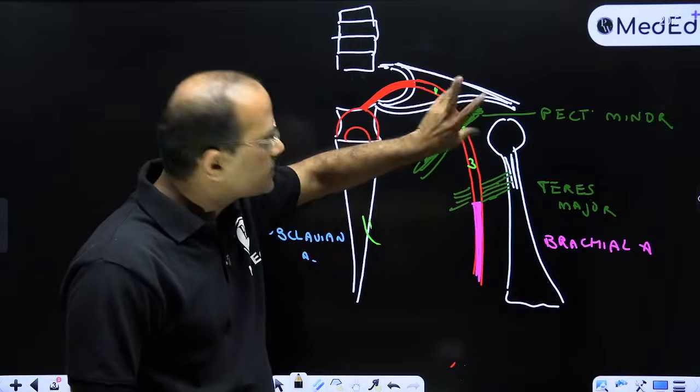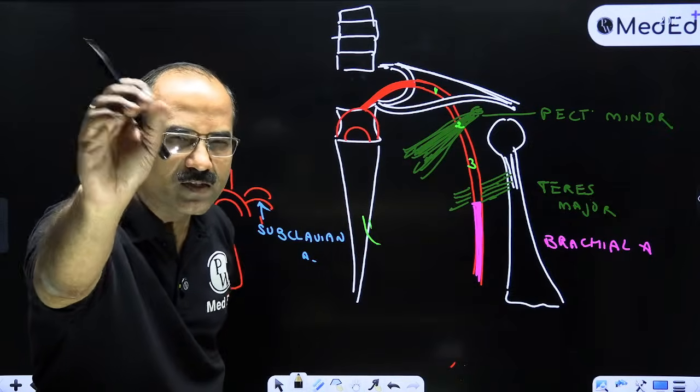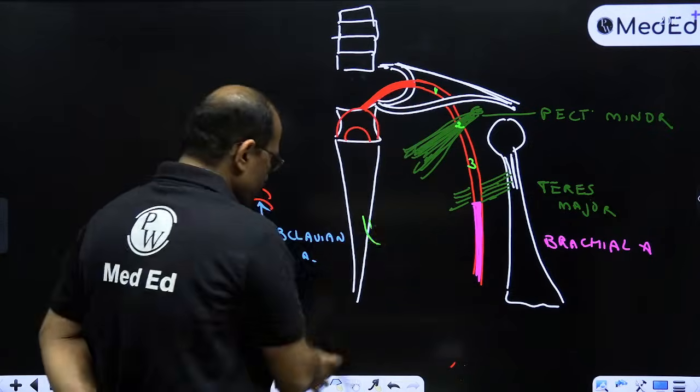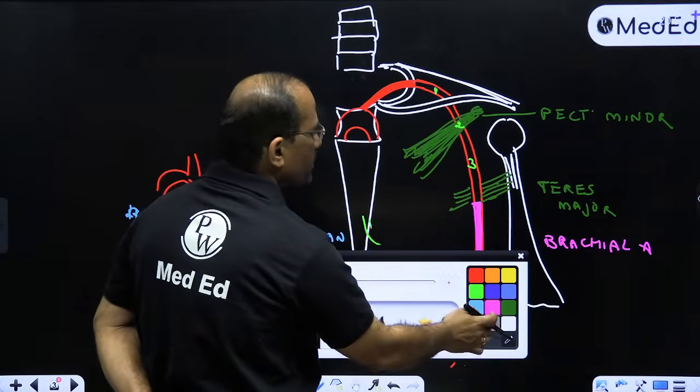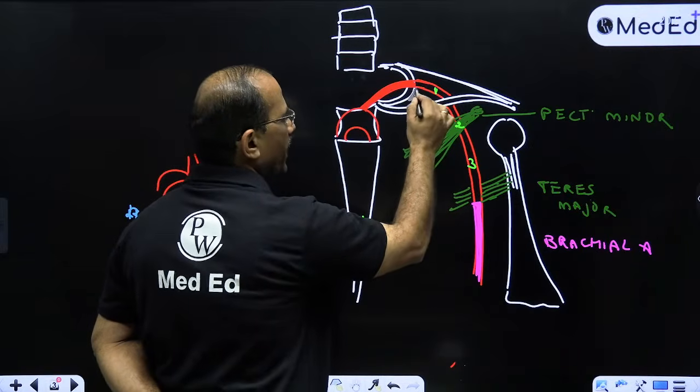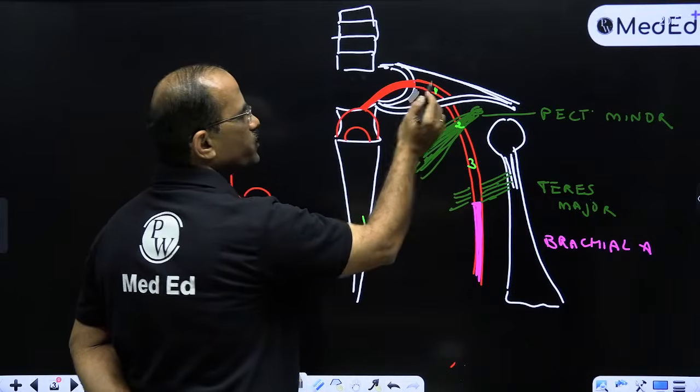फर्स्ट पार्ट का पोस्टीरियर रिलेशन देखो. जस्ट बच्चों, दिस इज अ कंफ्यूजन हियर. द फर्स्ट पार्ट ऑफ एक्सिलरी आर्टरी इज लाइंग हियर ऑन द फर्स्ट रिब एंड देयर इज अ मसल व्हिच बिगिंस फ्रॉम द फर्स्ट रिब.